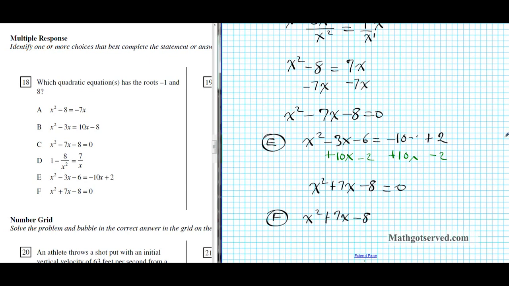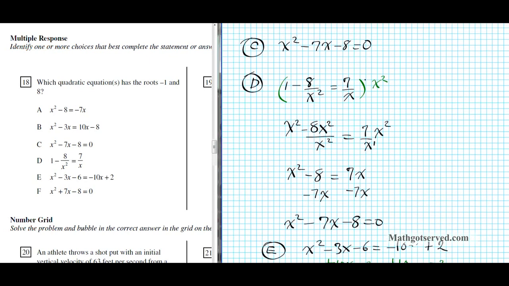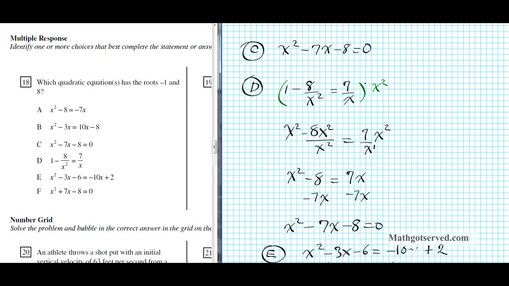Alright, so since C and D are the same, how about we factor that first and see what happens?